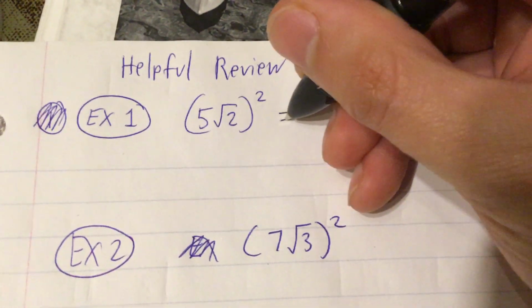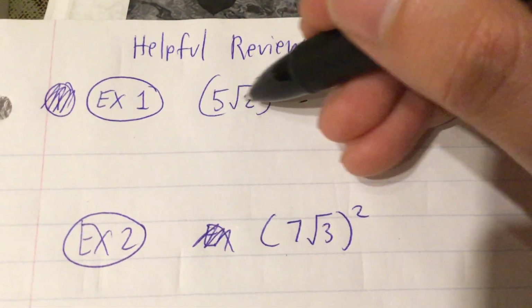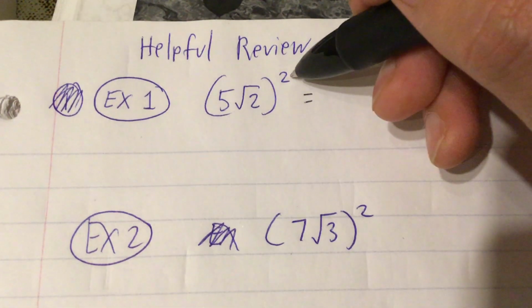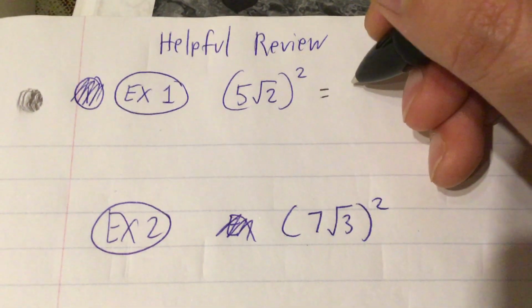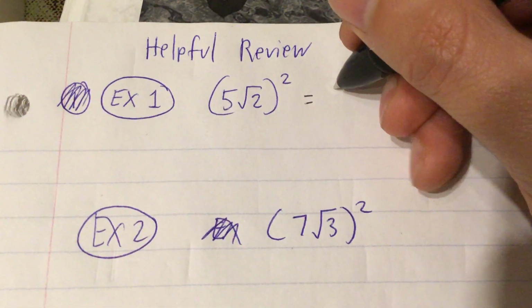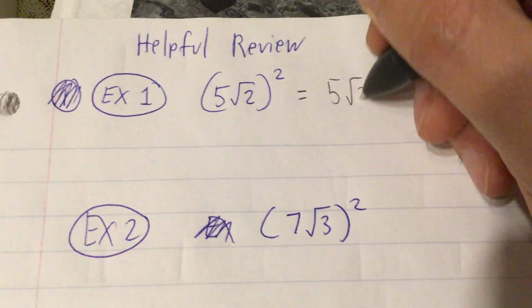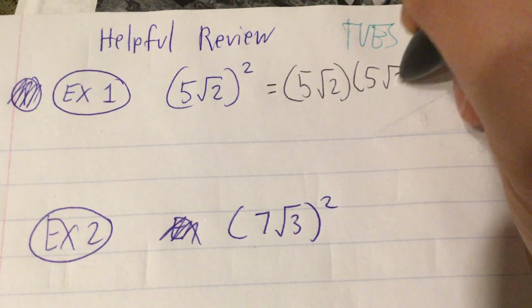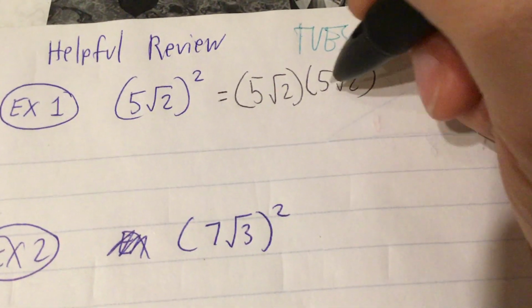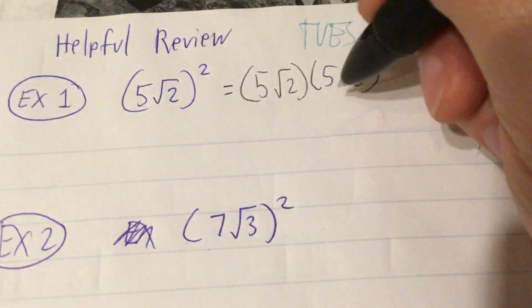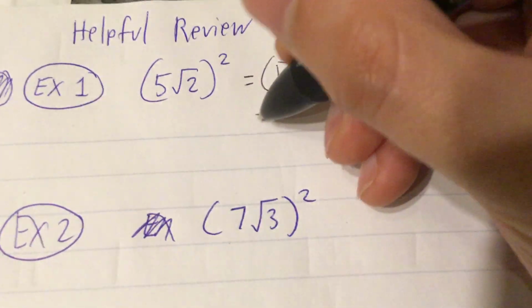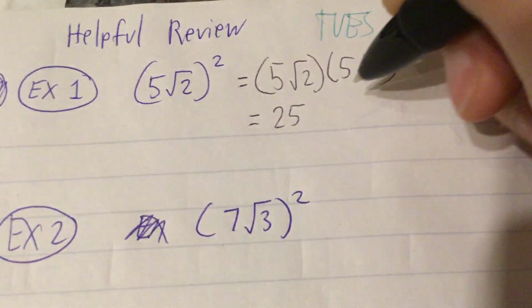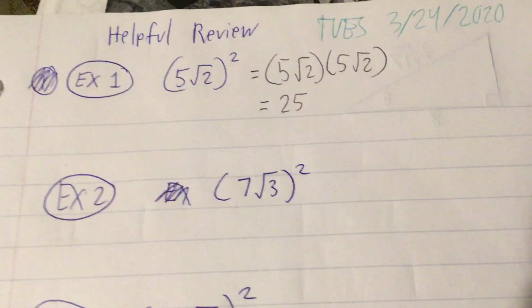So think about this. If I have a number inside of parentheses and it's getting squared, that means that it's multiplied by itself. So if I square a number, that means I multiply 5 radical 2 times 5 radical 2. So let's just multiply numbers with numbers. 5 times 5 is 25. I don't know the square root of 2.